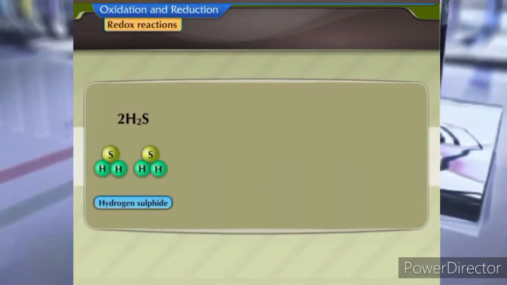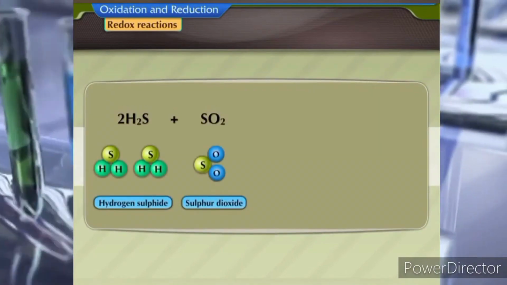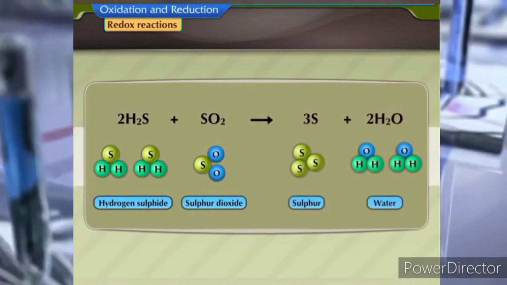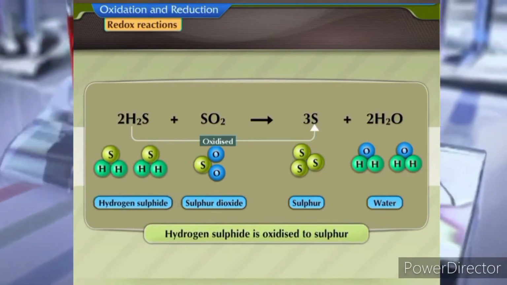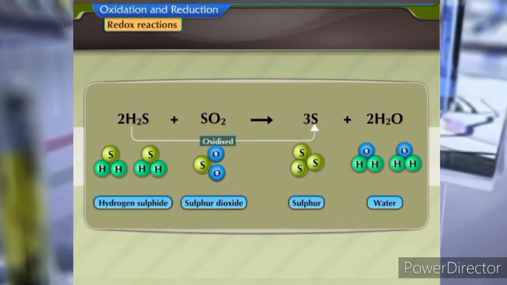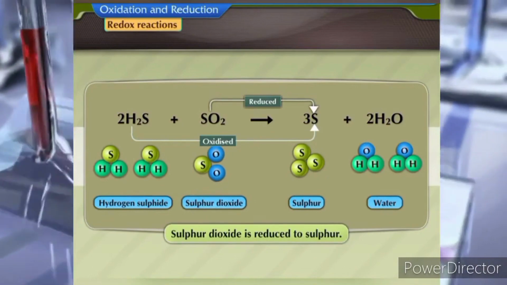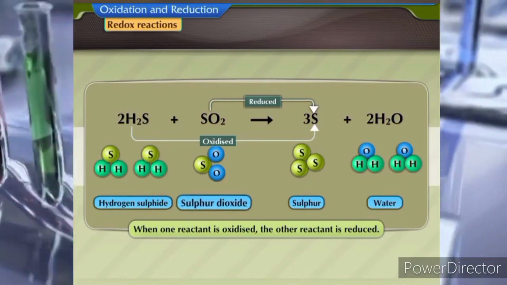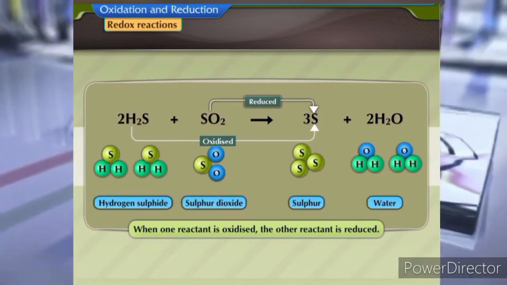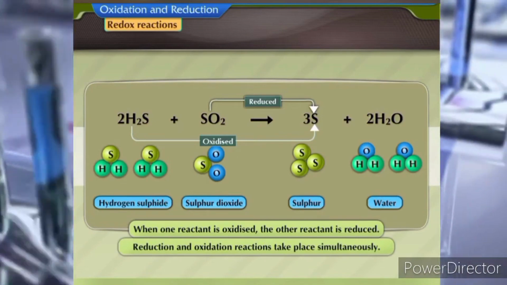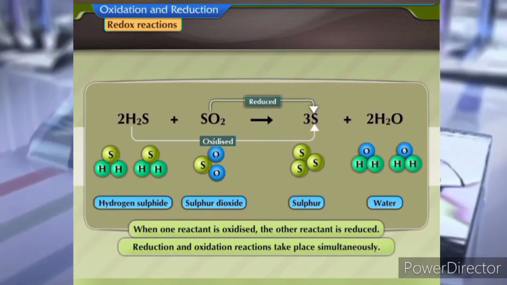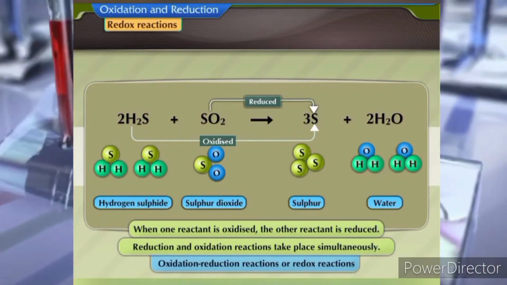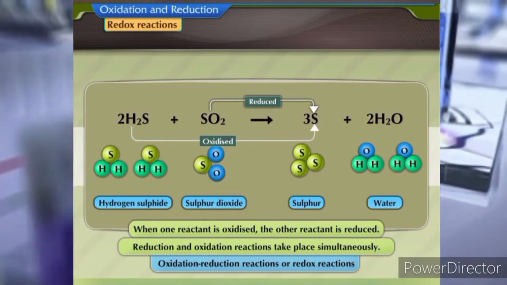In the reaction between hydrogen sulfide and sulfur dioxide, sulfur and water are formed. That is, hydrogen sulfide is oxidized to sulfur and sulfur dioxide is reduced to sulfur. When one reactant is oxidized, the other reactant is reduced. Here, reduction and oxidation reactions take place simultaneously. Such reactions are called oxidation-reduction reactions or redox reactions.